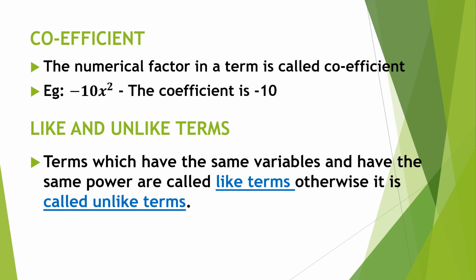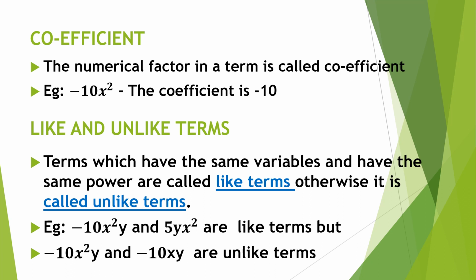Now we can see about like and unlike terms. The terms which have the same variables and have the same power are called like terms. Otherwise, they are called unlike terms. So to identify like terms, the variable must be the same in both the terms and the power of the variable also must be the same. We are least bothered about the numerical part.